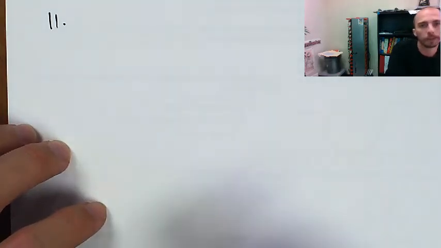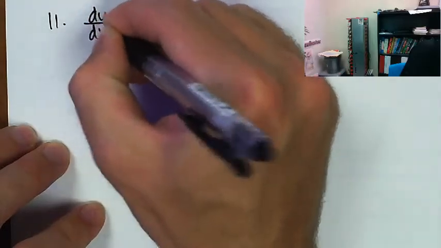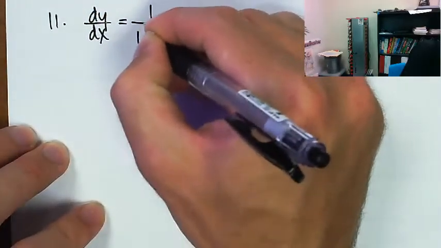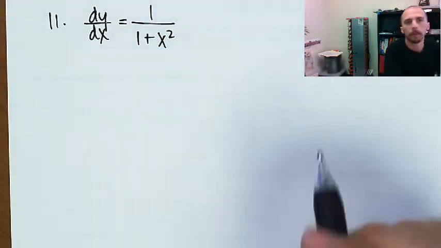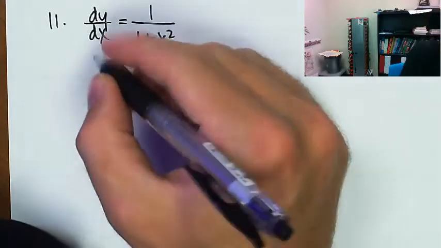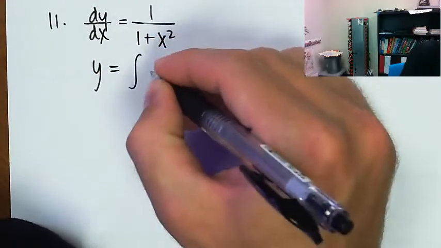Okay, number 11. Ooh, I like this one. This one's a little obscure on the antiderivative, but it's only in terms of x, so it's like, okay, this is just an antiderivative I've got to know. And maybe I'll just copy down the problem first. Okay. So I'm going to just solve it by directly anti-differentiating.